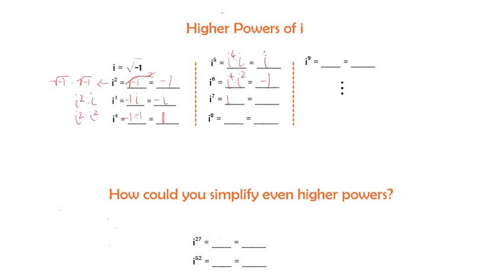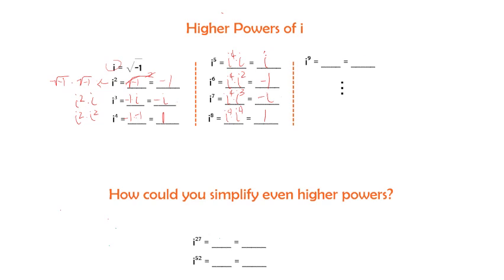I to the seventh is I to the fourth times I cubed, so 1 times negative I. And I to the eighth is I to the fourth times I to the fourth, which would be 1 times 1, or just 1. So notice this pattern. I, negative 1, negative I, 1. I, negative 1, negative I, 1.